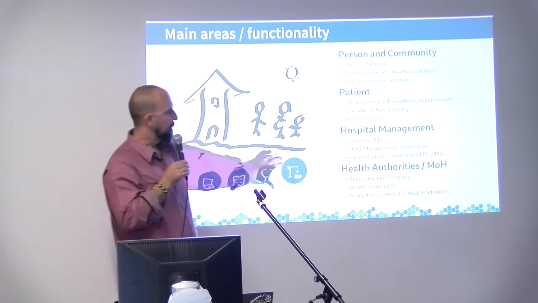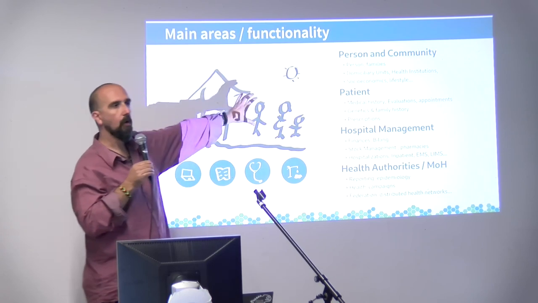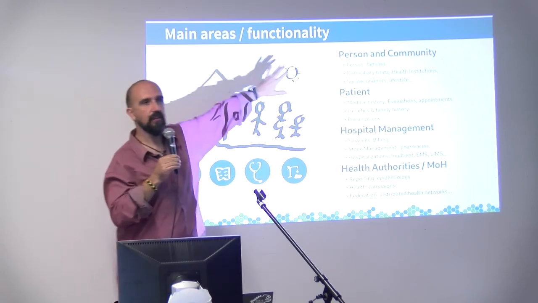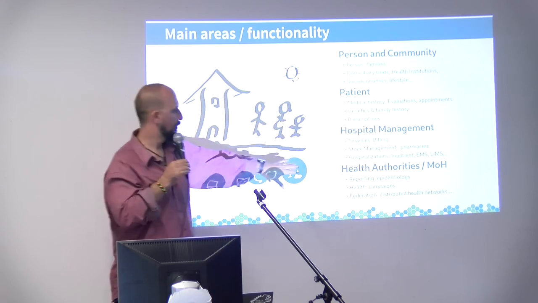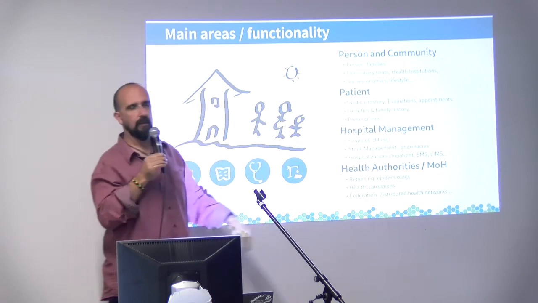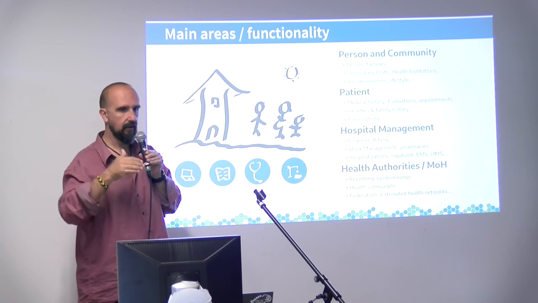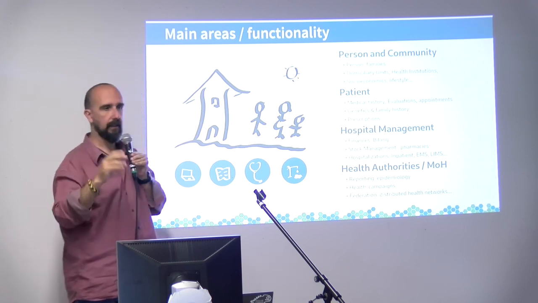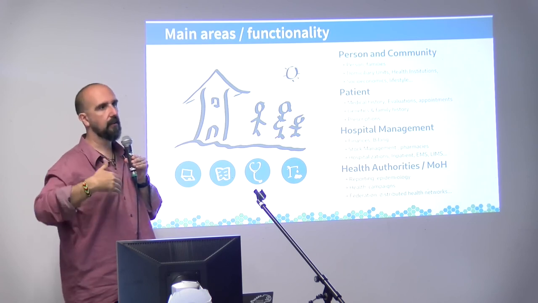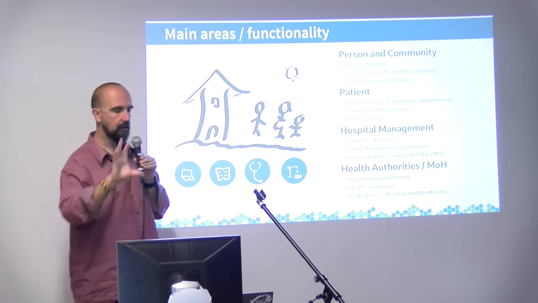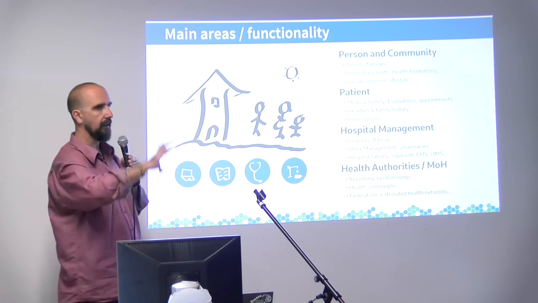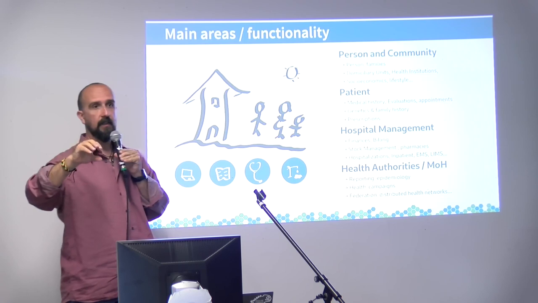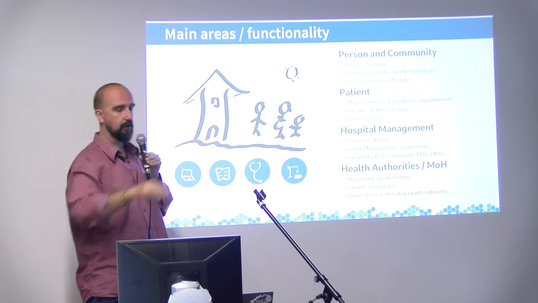And finally, we make sense of all the data that we've been collecting through this transactional part before. So here is where the Ministry of Health, the management of the health institutions will be taking care of demographics, epidemiology, and so on. Those are the four main areas of GNU Health. And different technology is going to be serving different areas of it.